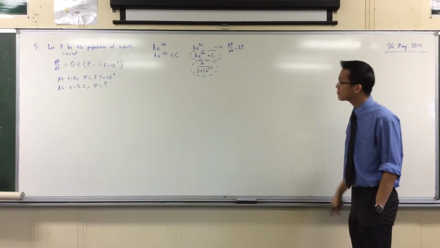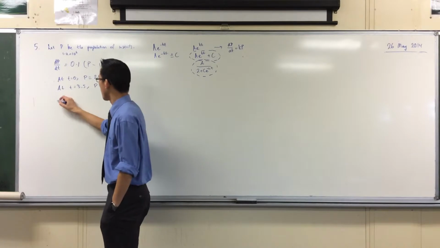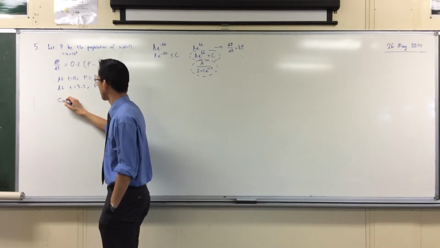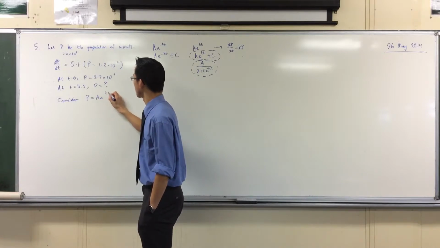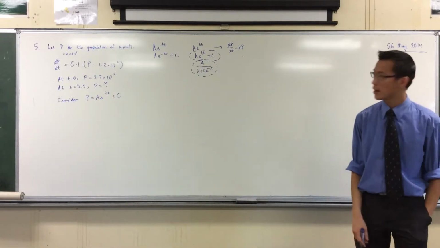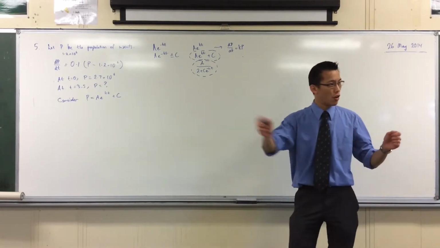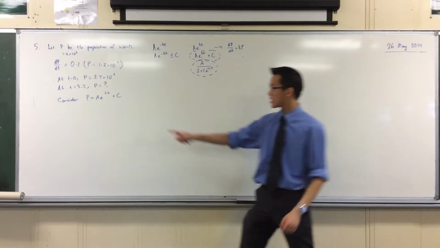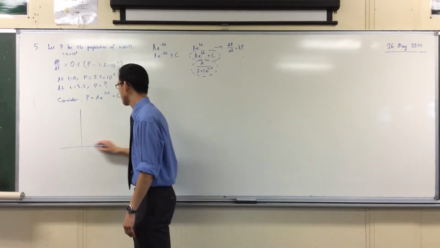Okay? So if I have this situation here, consider what are the pieces of this thing? Do you remember how this thing works? You've got the normal exponential kind of shape, right? But it's been moved up C units, right? So something like this.